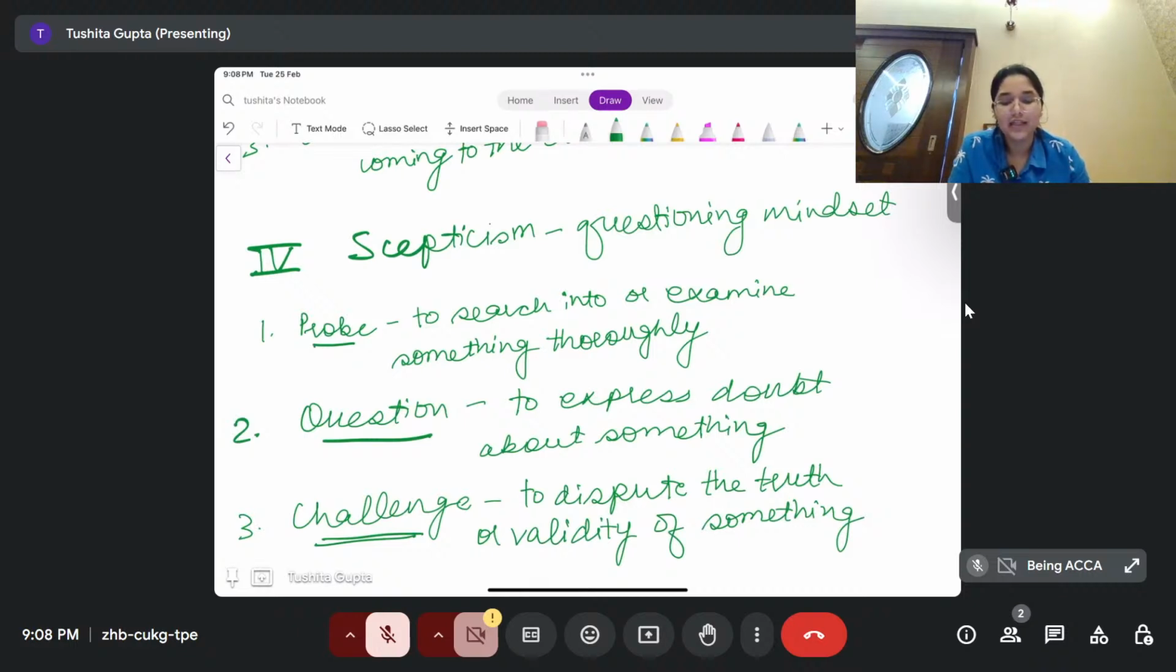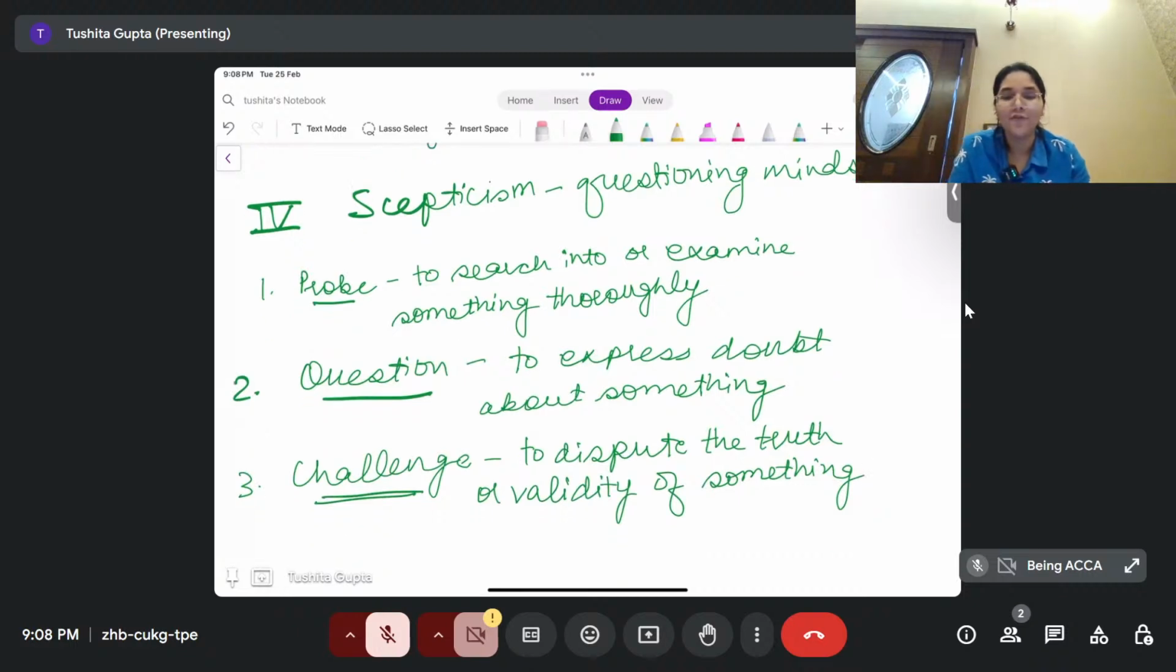So these are the three things which you are going to include whenever you find in the requirement that professional marks are given for skepticism. Please ask any queries, I am waiting for you all. All good?